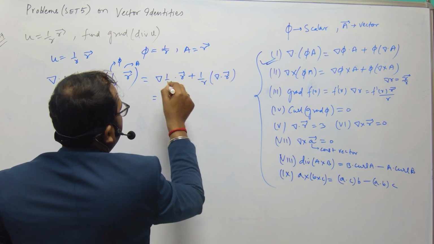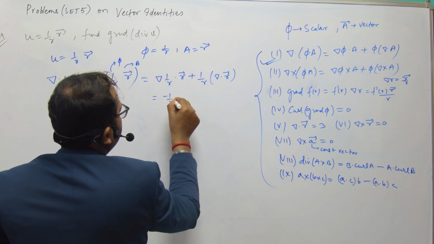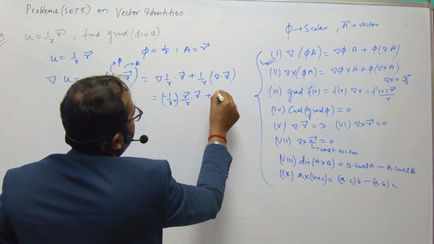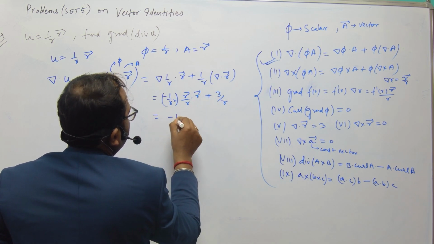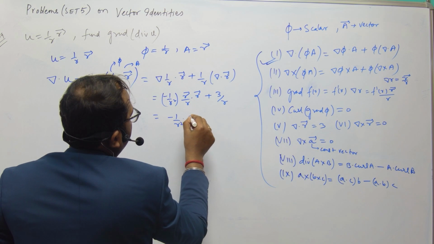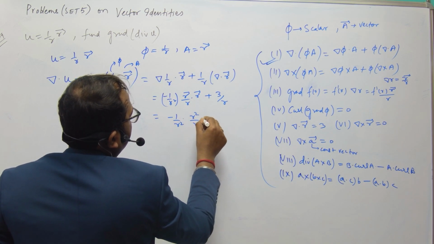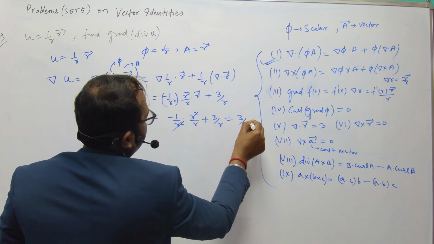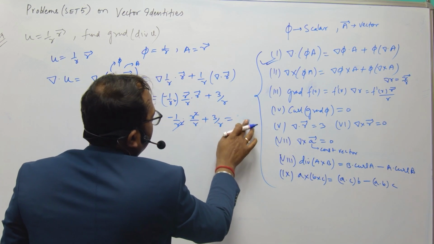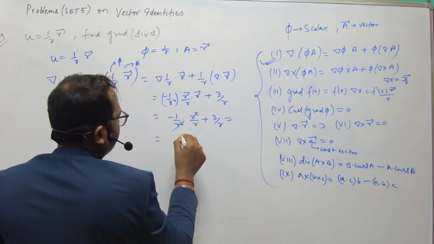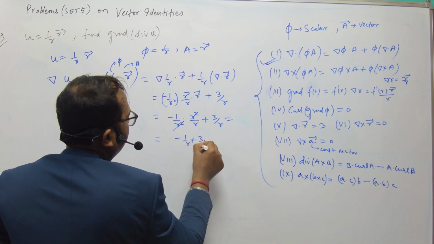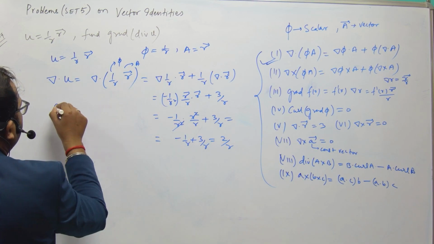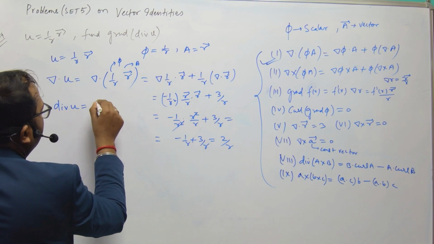Gradient of 1 upon r is minus 1 by r square times r vector upon r, dot r vector, plus 3 upon r. So this is equal to minus 1 by r square into r square upon r plus 3 upon r. Let us write down one step further. So this is minus 1 by r plus 3 upon r, which is equal to 2 upon r. So the divergence of u is equal to 2 upon r.